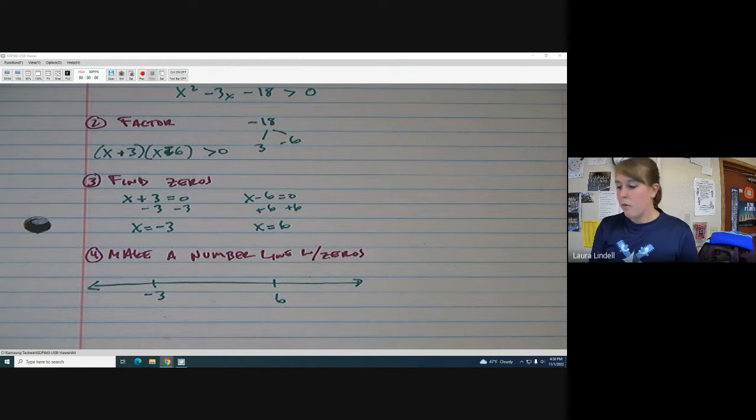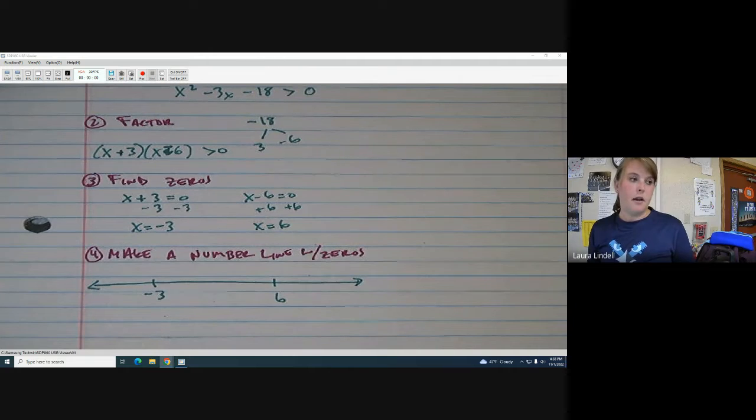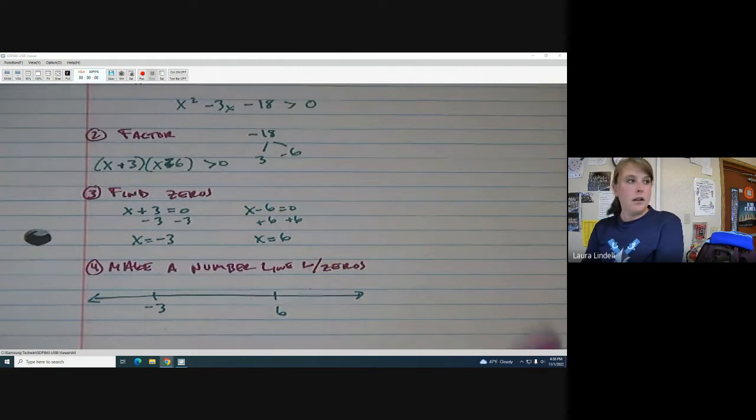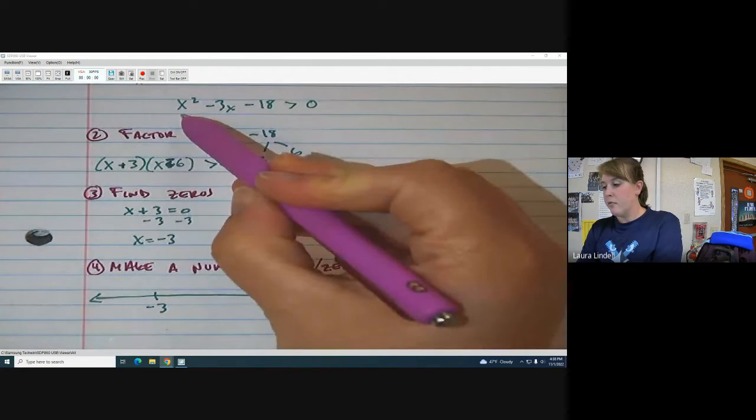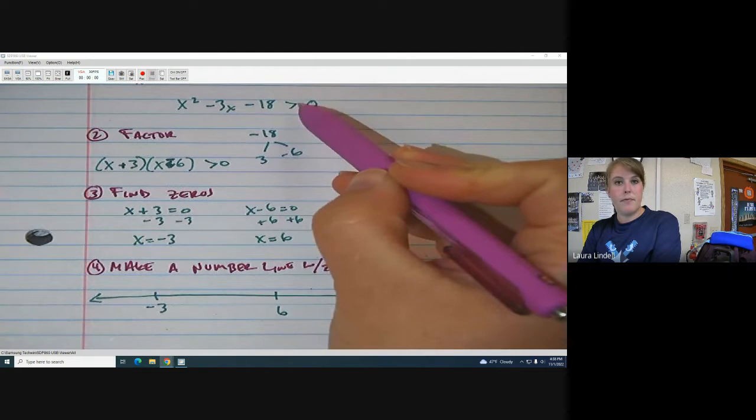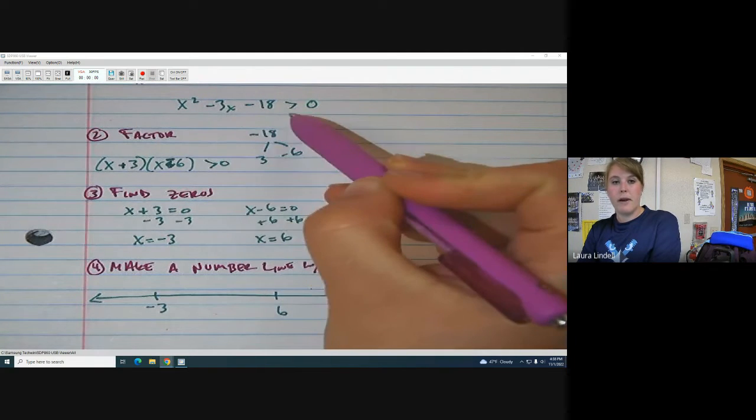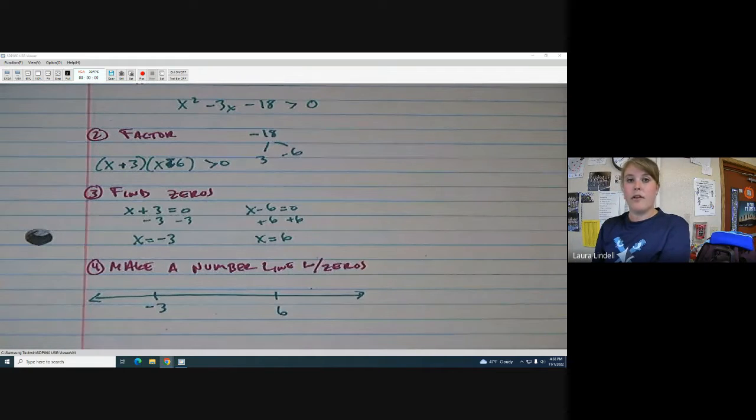So what we want to do, now that we have our number line, is recall up here that this was what we had that was greater than 0. We're going to call x squared minus 3x minus 18 f of x.